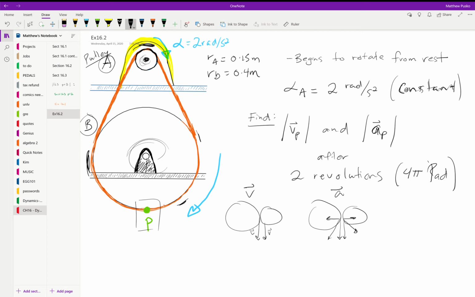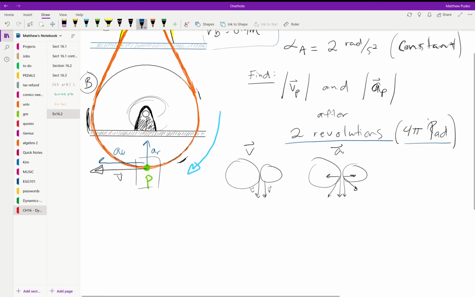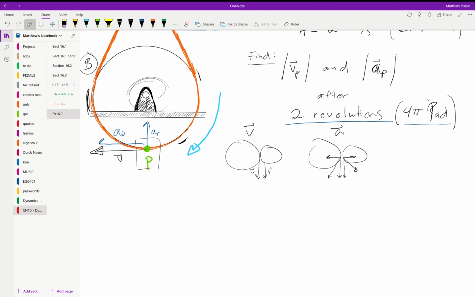So it's going to have some velocity vector like so, but it's going to have a radial component as well as a theta component or transverse component as it rotates there. So we'll figure that out. But all we have to start with is alpha and the two radiuses. I bet I can figure some other information out from that. And they want to know the velocity and acceleration after 2 revolutions, or 4 pi radians. So let's use 4 pi.